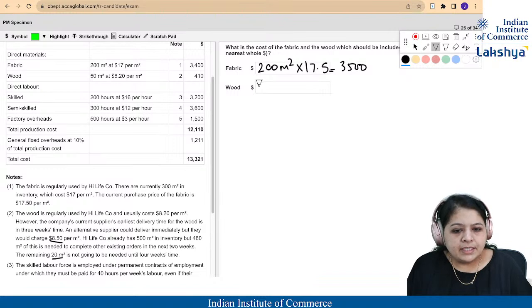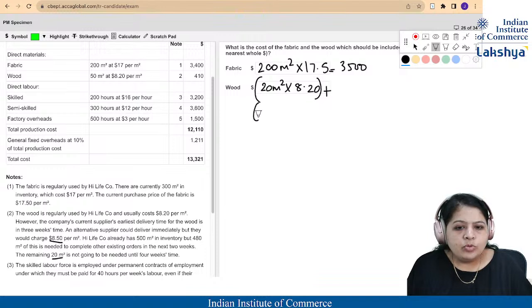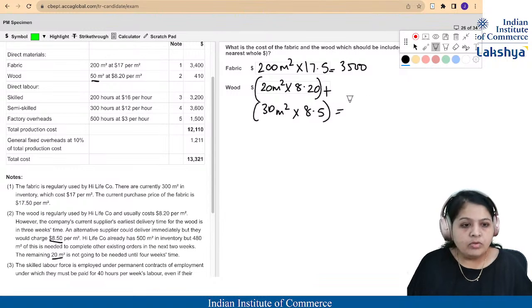So the existing wood that the company has is 12 square meters, which can be used at the price at which they have earlier bought. Plus, they do need extra, because they will need 50. So 30 square meters into the market price of 8.5. That comes to a total of 419.